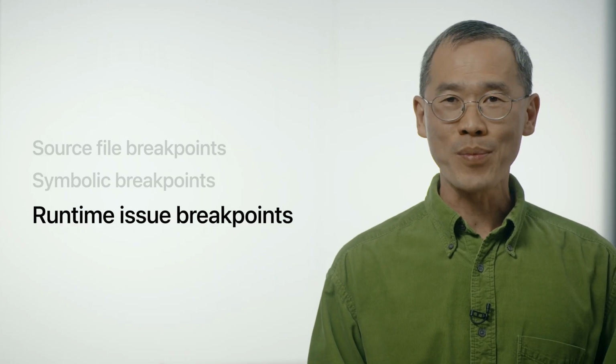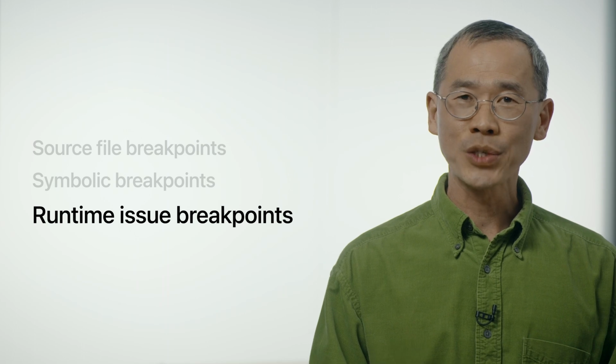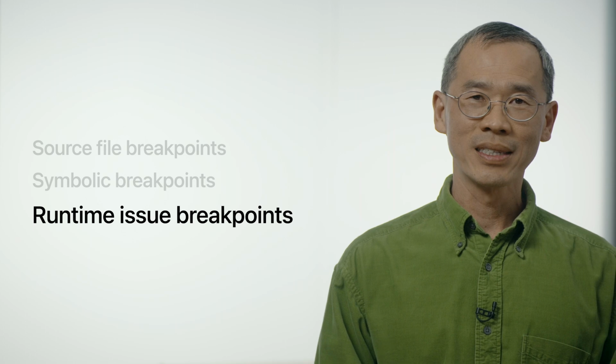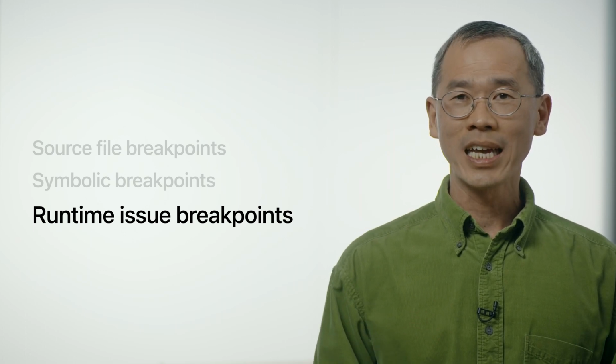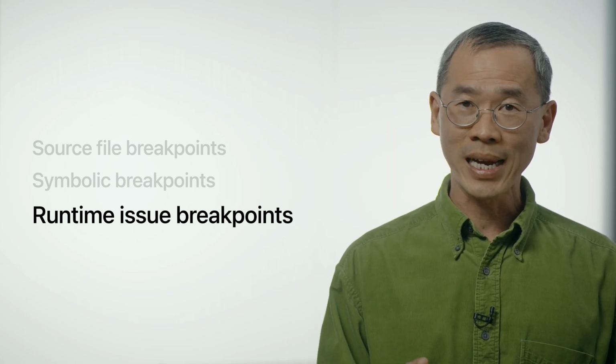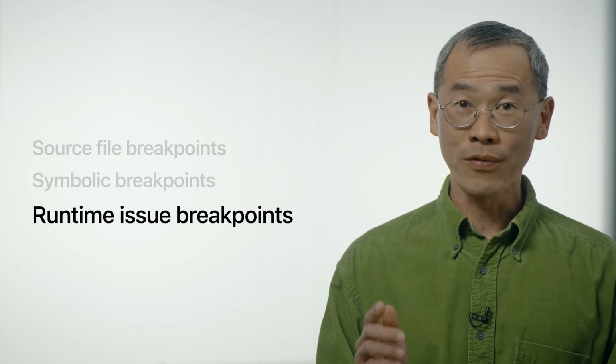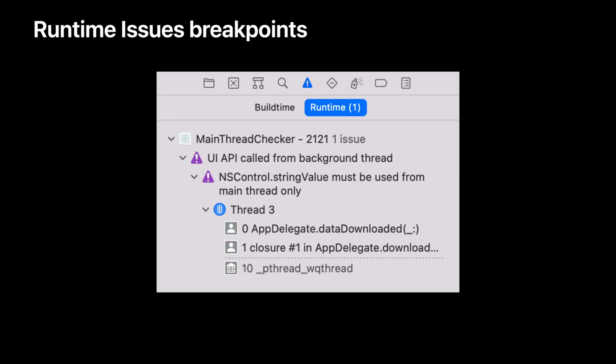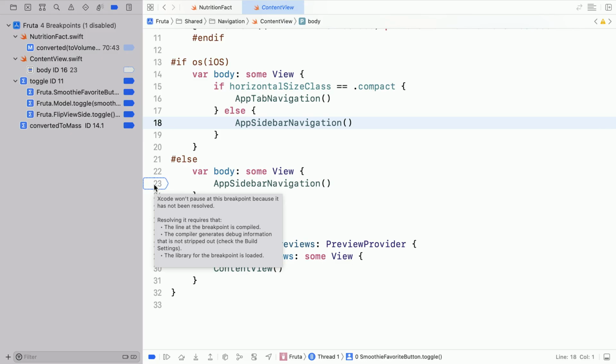Next is runtime issue breakpoints. A runtime issue is an issue that occurs at runtime, for example, changing a UI state in a background thread. It is not as serious as a crash, and by default, Xcode doesn't pause your process because it can be too disruptive when you're focusing on a different bug. Instead, when a runtime issue occurs, Xcode records the backtrace and presents it in the issue navigator. But because the issue happens in the past, there's no point in inspecting the current process state. So sometimes you do want to catch it when it happens.